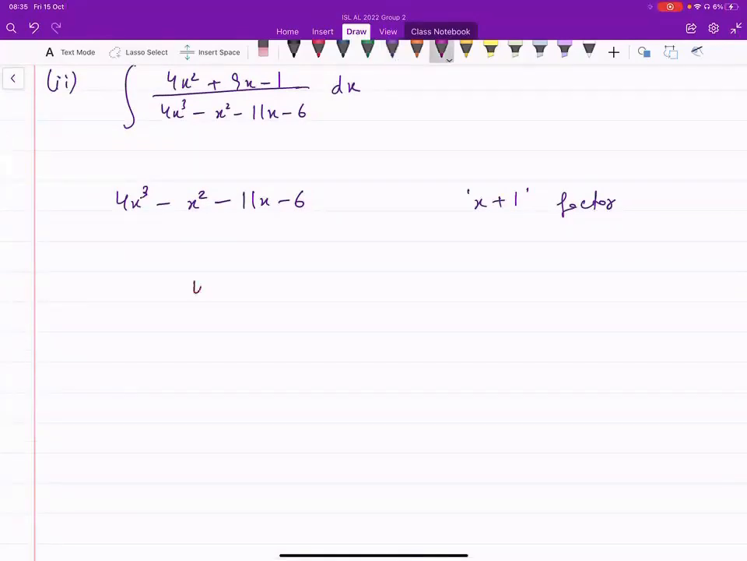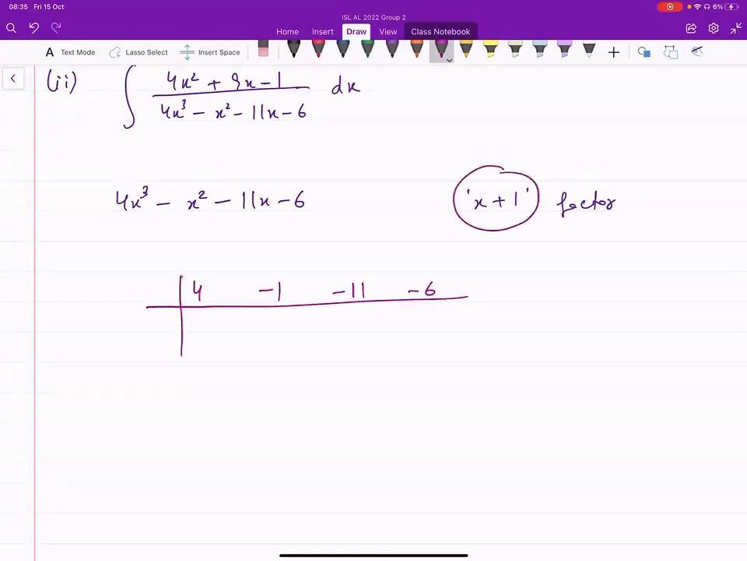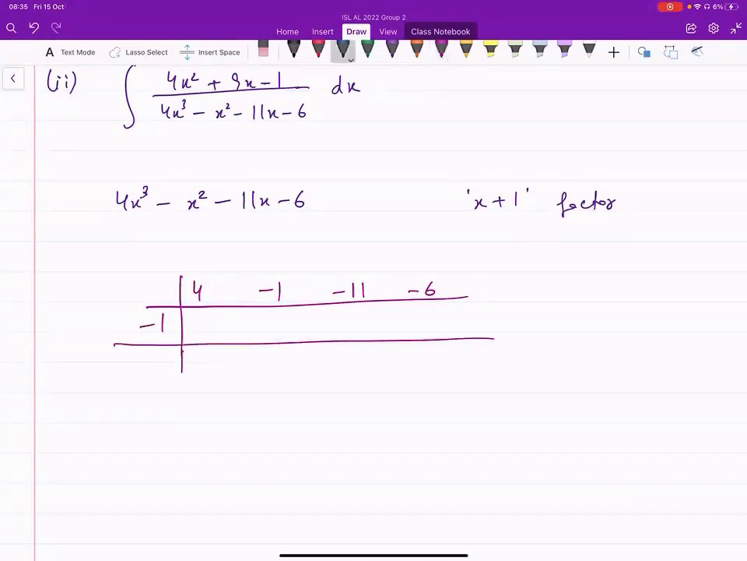What do you do? Write 4, minus 1, minus 11 and minus 6 in a form like this. Put x plus 1 equal to 0, which gives minus 1, and you put minus 1 here. Now 4 comes down as it is. Minus 1 into 4 is minus 4. Adding them, we get minus 5. Minus 1 into minus 5 is 5. We get minus 6 from here. Minus 1 into minus 6 is 6. We get 0, and that's your remainder.